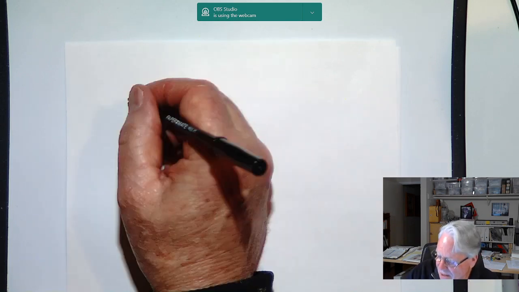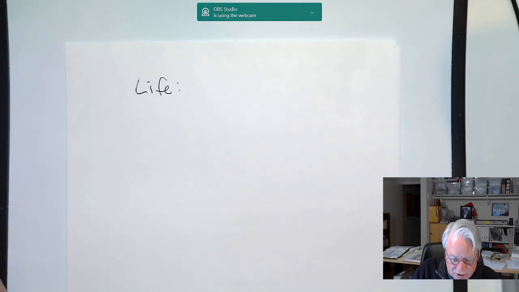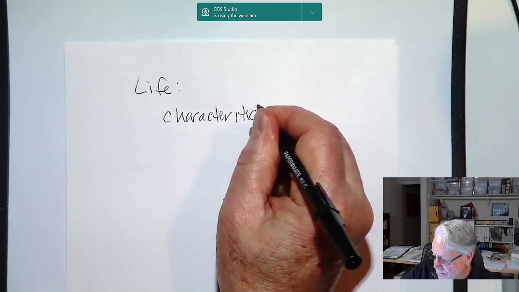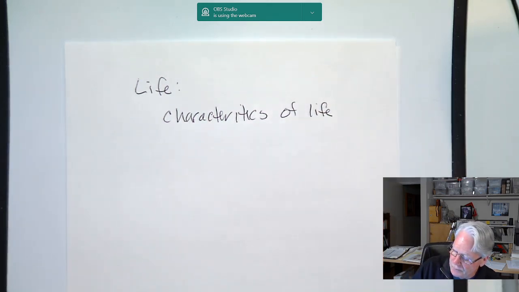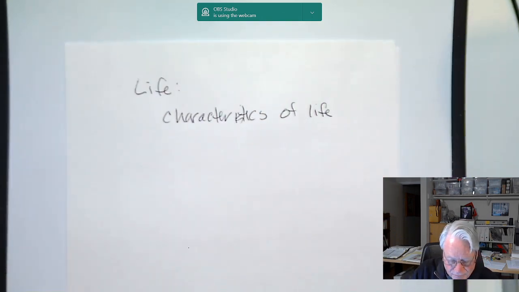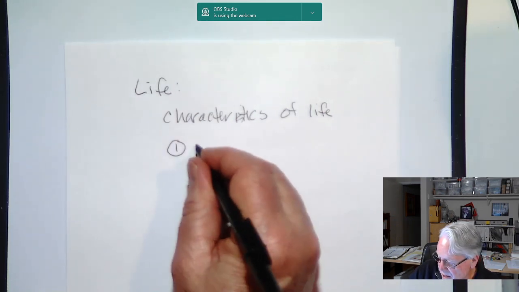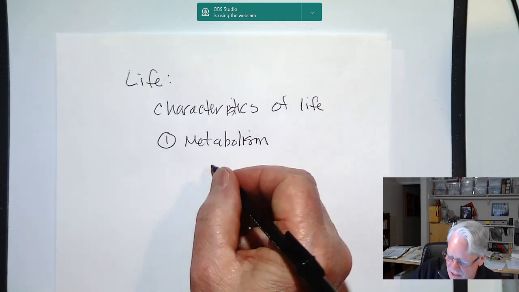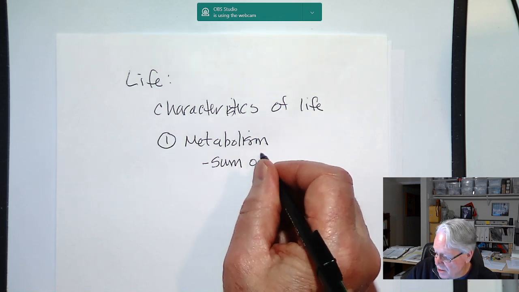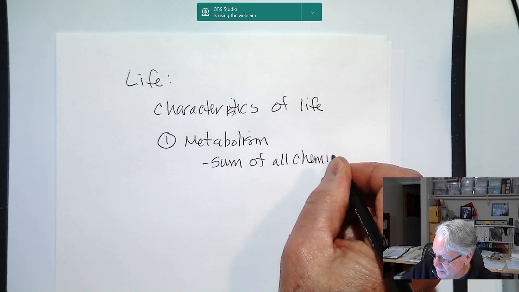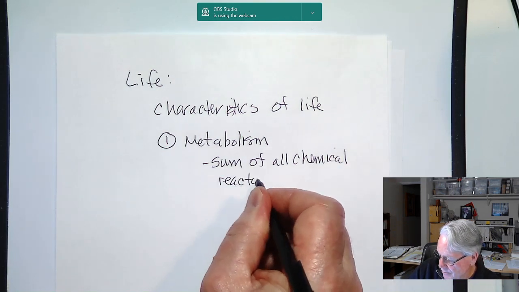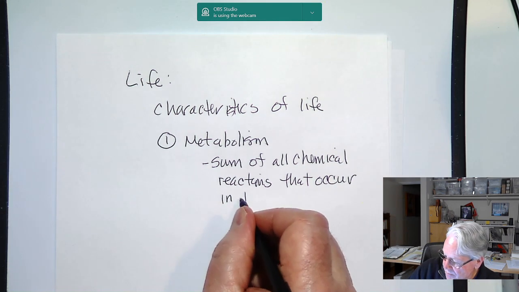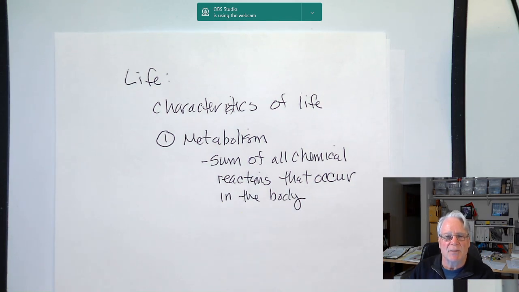Okay, so what is life? That's what we're asking ourselves. And what we're going to do is identify the characteristics of life. Okay? And the first characteristic is going to be metabolism. Okay. And we're going to define metabolism as the sum of all chemical reactions that occur in the body. The sum of all chemical reactions that occur in the body.